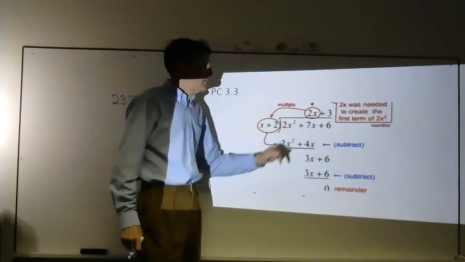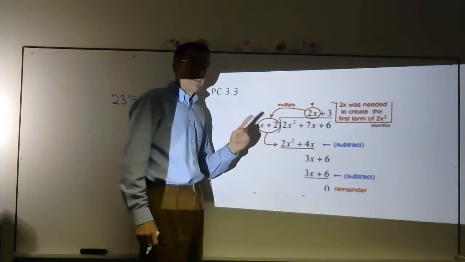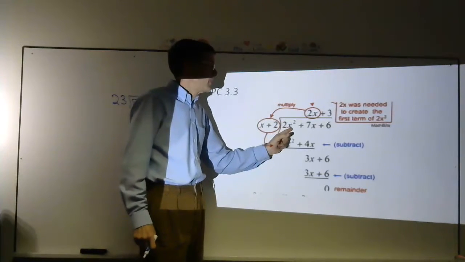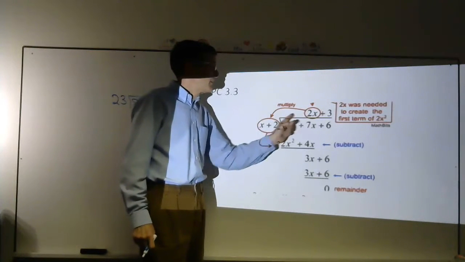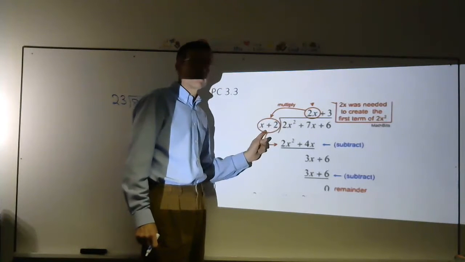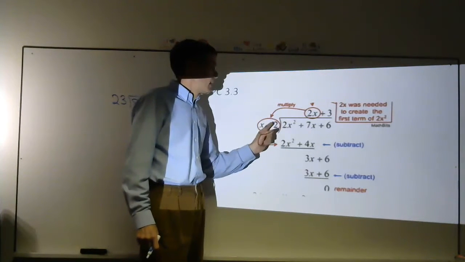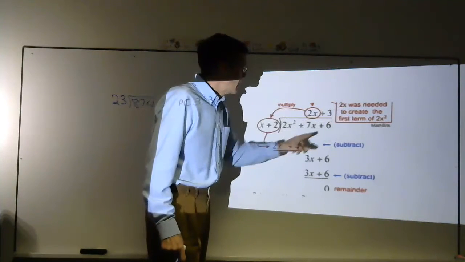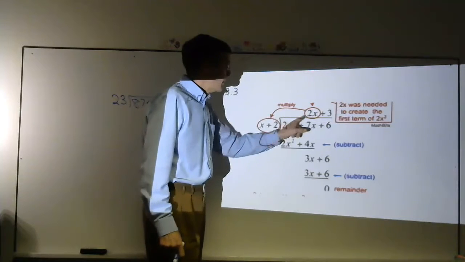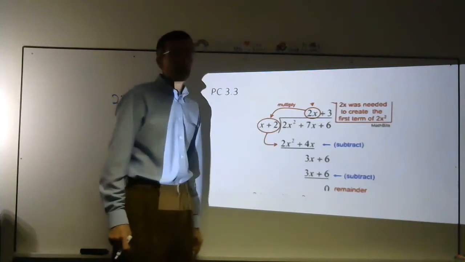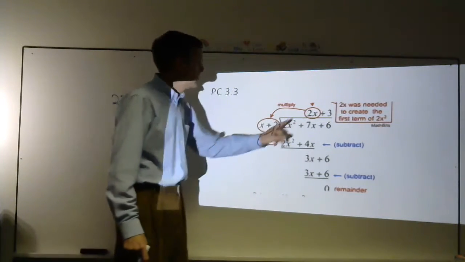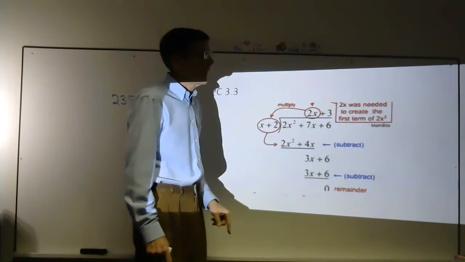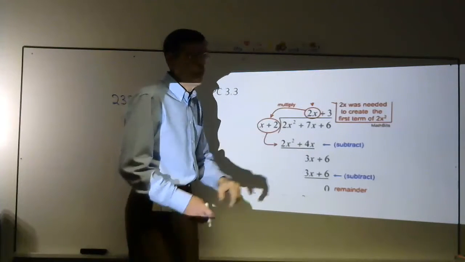How do I get x into 2x squared? Well, whatever I think it is, I would put it up there, and then I have to take that times both parts, okay? And I want to get a 2x squared. The 2x is needed to create the 2x squared. Whatever you put up there times x has got to give you 2x squared. Okay, so 2x times x is 2x squared. 2x times 2 is 4x. You draw the line and you subtract.